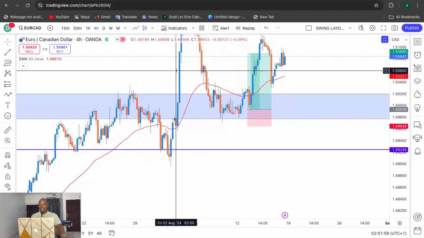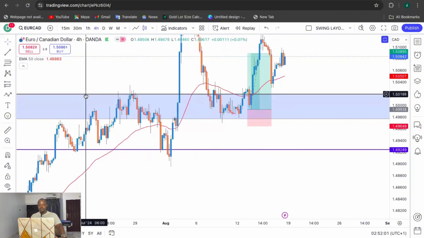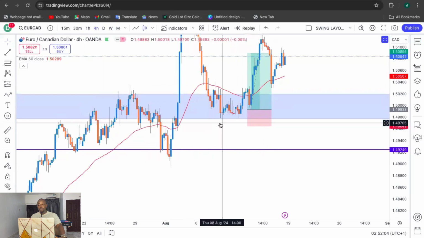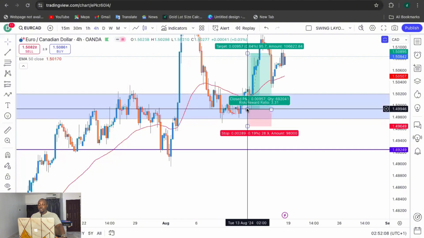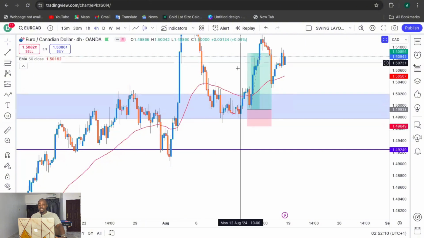And as I've seen that the area of value was holding, the market had pulled back, giving me my entry confirmation, giving me my chart pattern. I took my entry over here, stop loss below, target above.